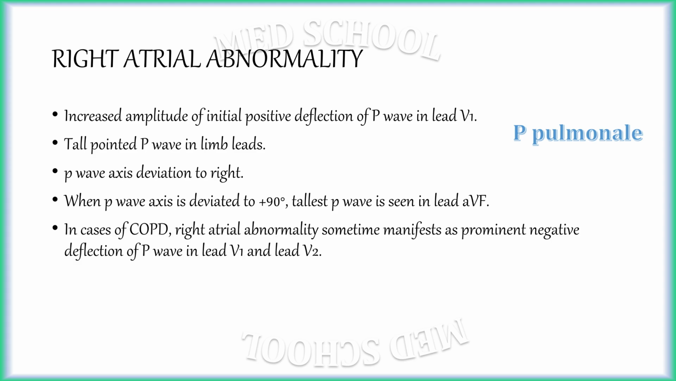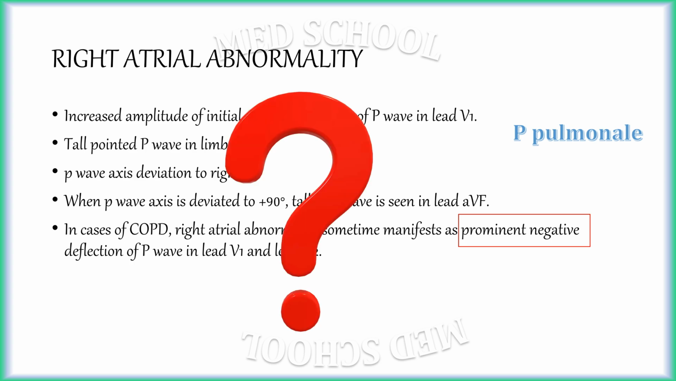In cases of COPD, right atrial abnormality sometimes manifests as prominent negative deflection in P wave in lead V1 and lead V2. But wait, prominent negative deflection? We just learned that prominent negative deflection of P wave in lead V1 is a feature of left atrial abnormality. Then how come prominent negative deflection represents a right atrial abnormality?